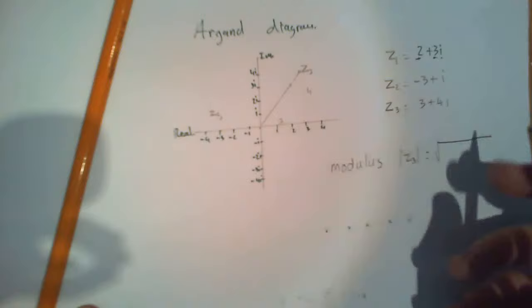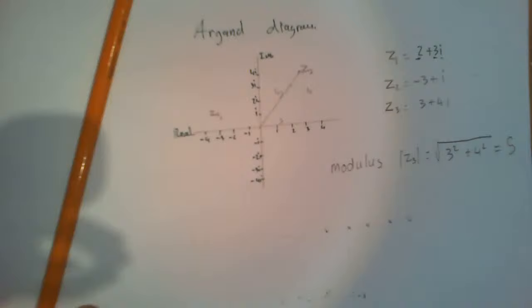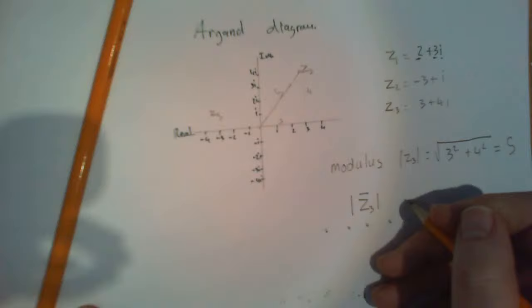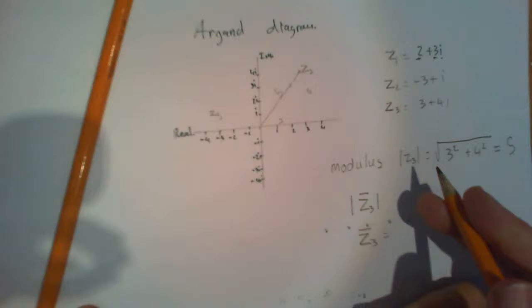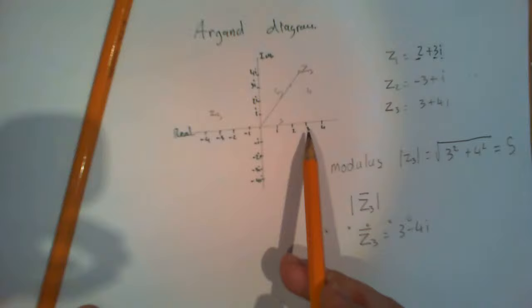The square root of 3 squared plus 4 squared, which is going to be 5. Which is pretty cool. Now, what some of you will have noticed is that if I get the modulus of Z3 conjugate, where Z3 conjugate is 3 minus 4i, you're going to get the exact same modulus, which makes total sense. If I look at it, 3 minus 4i would be here. That would be Z3 conjugate.